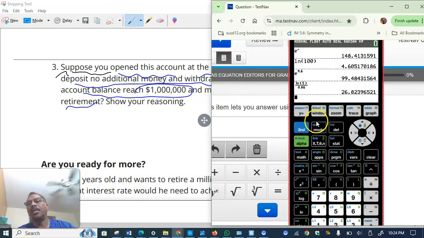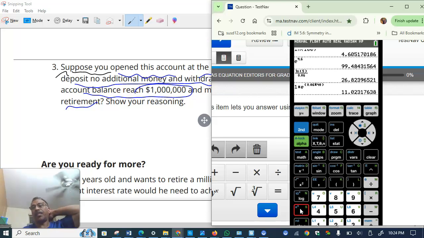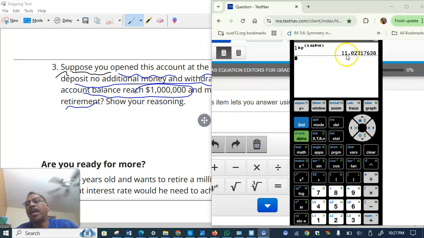So if I plug in 1 times e raised to open parenthesis 0.06 multiplied by 40 years he works, close it, and you see what you get. If you work 40 years, you can see 11.0231, that means I have to move this decimal 3 places to the right. So it's going to be 11,023.17.